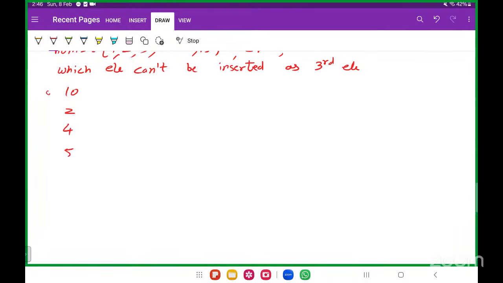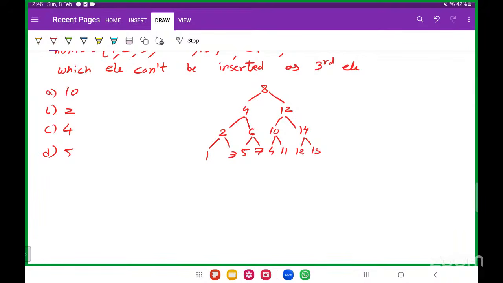So for the third insertion, please remember: in the third insertion, an element can be inserted if it is at the second level or the third level or any element which is at the first level. The last level here, the fourth level, cannot be inserted as a third element. So here, what have they mentioned? First they have mentioned 10. So 10 can be inserted as a third. I'll tell you how: first 8, then 12, and then 10.